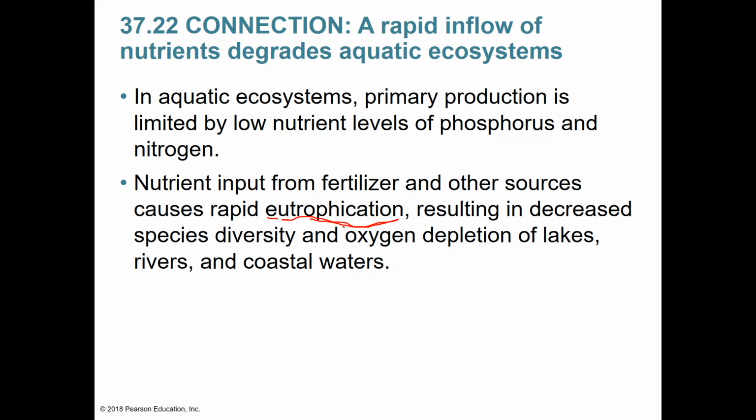Those algal blooms will block out the sunlight from penetrating the waters and cause decreased species diversity due to lack of nutrients available lower down in the water column. So this eutrophication, even though nutrients sounds like a really good word, too many nutrients can be a really bad thing, particularly in aquatic environments.